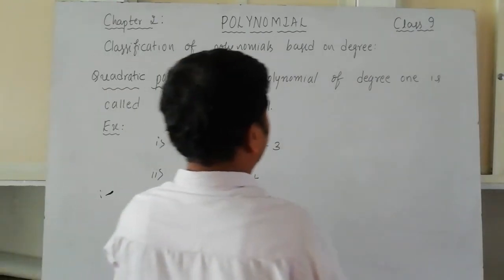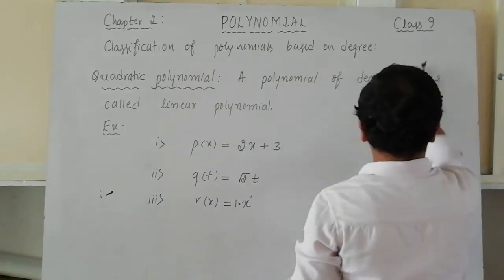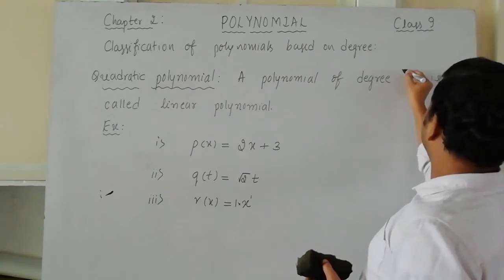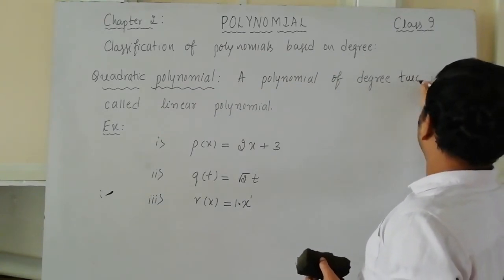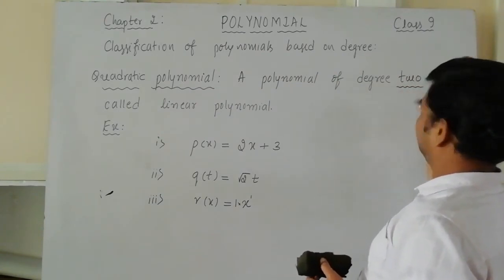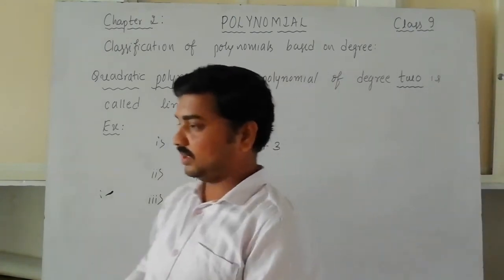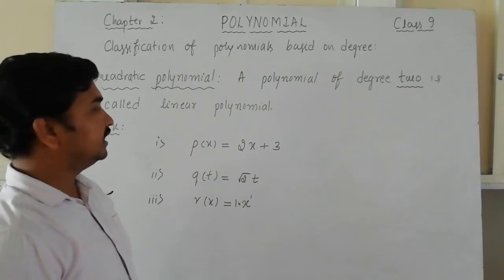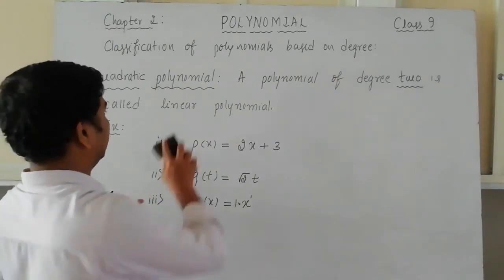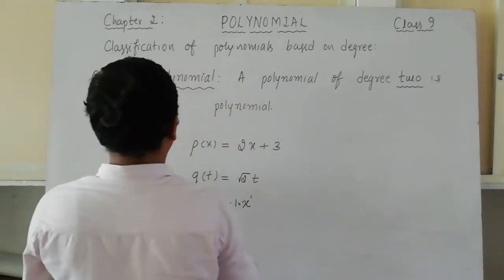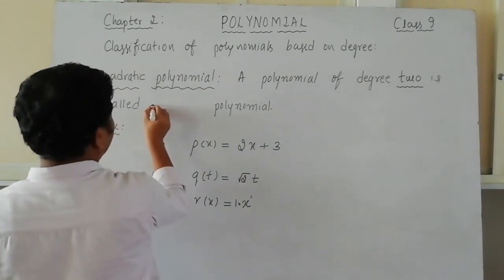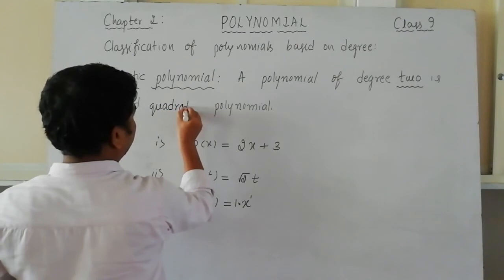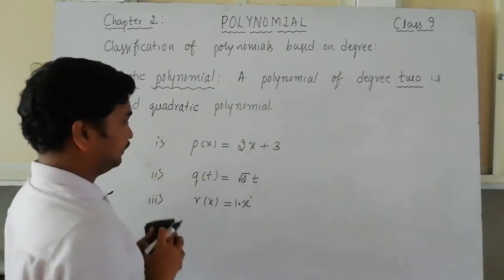Quadratic polynomial. I am going to change only one word. A polynomial of degree 2. I am going to change this word only. Replace 1 by 2. A polynomial of degree 2 is called a quadratic polynomial.